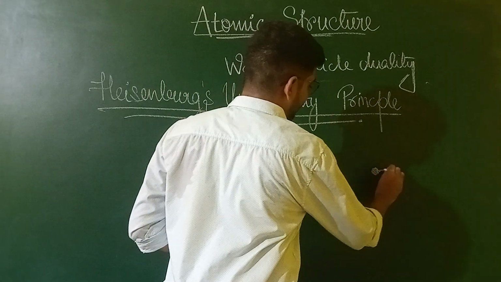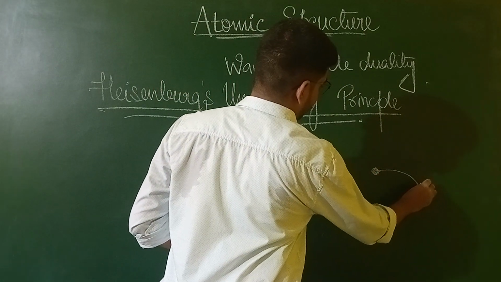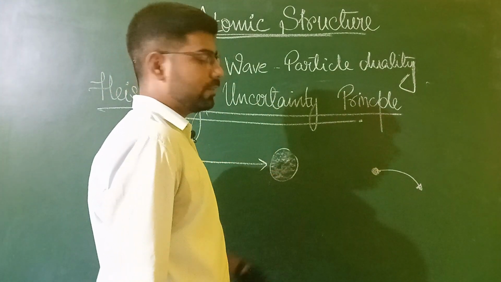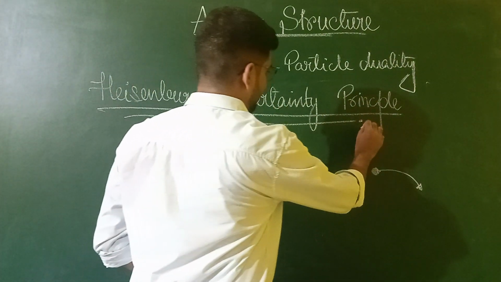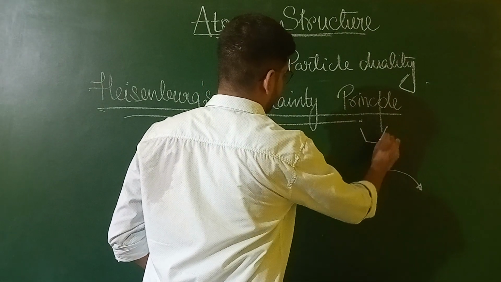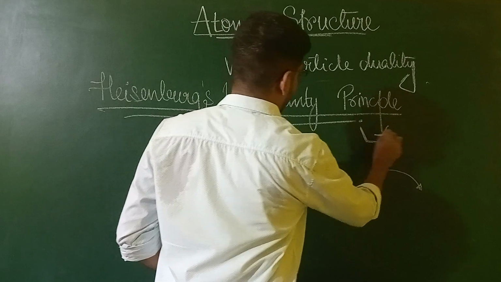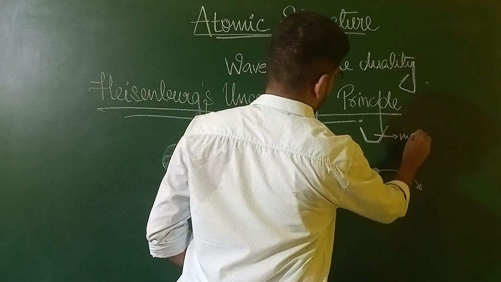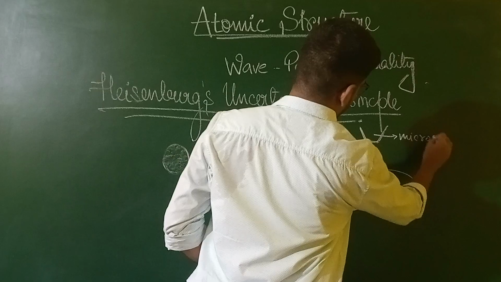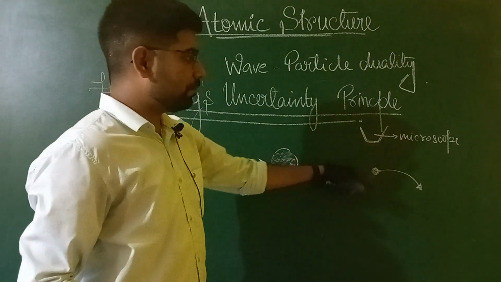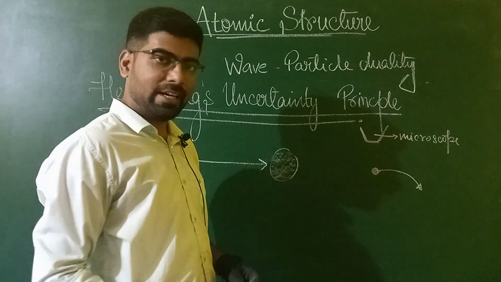An electron is hypothetically moving in this trajectory. Now I need to find the position of this electron. So I will see through a microscope where the electron is. This is my microscope. And via this microscope I can see the position of this electron, right?